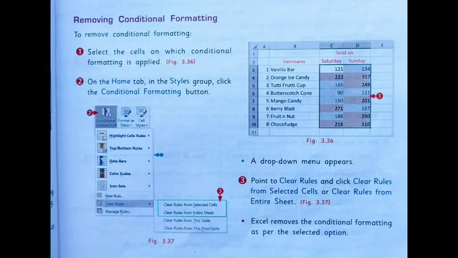Removing conditional formatting. To remove conditional formatting, first select the cells on which conditional formatting is applied. Then, on the Home tab in the Styles group, click the Conditional Formatting button. Then a drop-down menu appears. Then point to Clear Rules and click Clear Rules from Selected Cells or Clear Rules from Entire Sheet. Excel removes the conditional formatting as per the selected option.